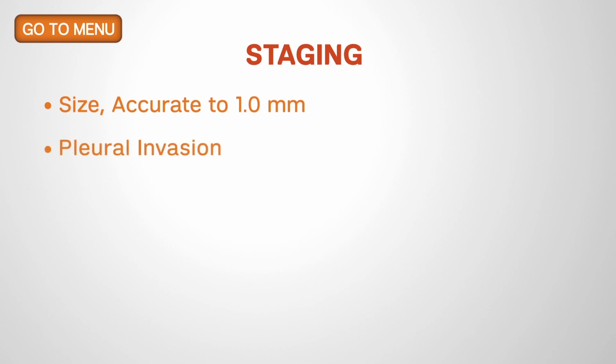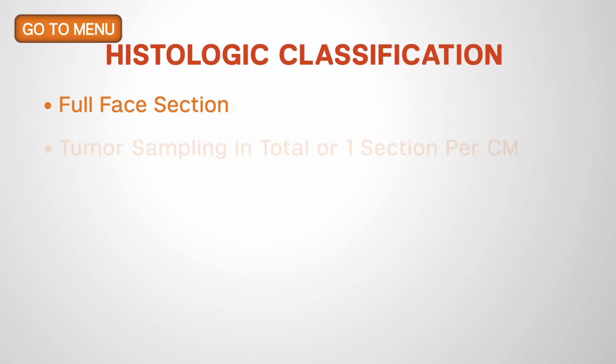The relationship to the pleura, to take 2 sections so that we can accurately stage the patient for invasion of the pleura, tumor to normal parenchyma, and also to get a section of the full face. Then with those features in mind, we'd be able to accurately stage the patient for the tumor size and pleura, and also its histologic diversity, which would be assessed by having multiple sections, either total submission in the case of a small tumor, say under 2 centimeters, or in this case, a sample that was 1 section per centimeter.